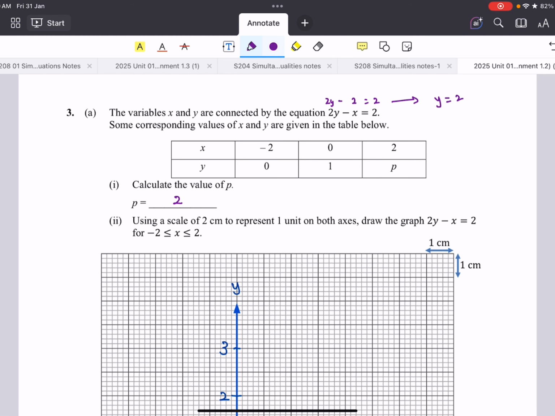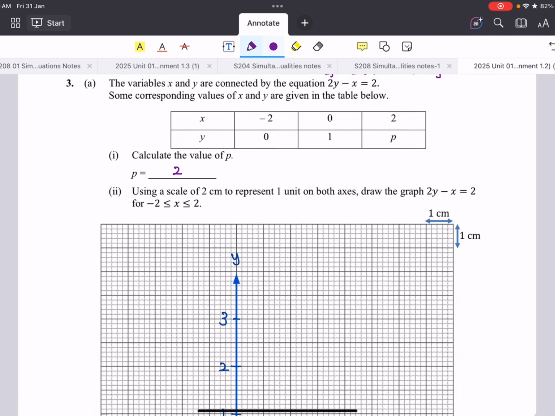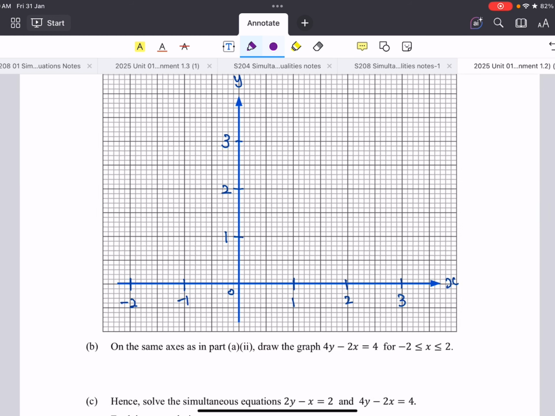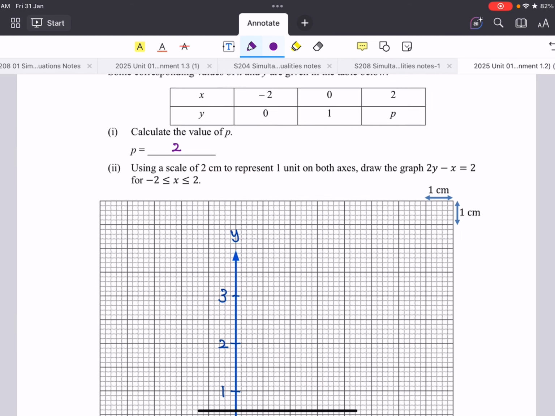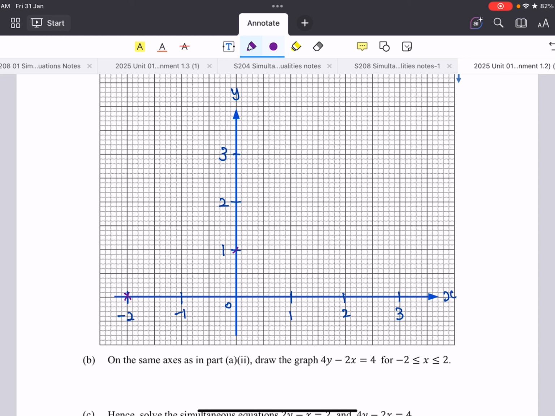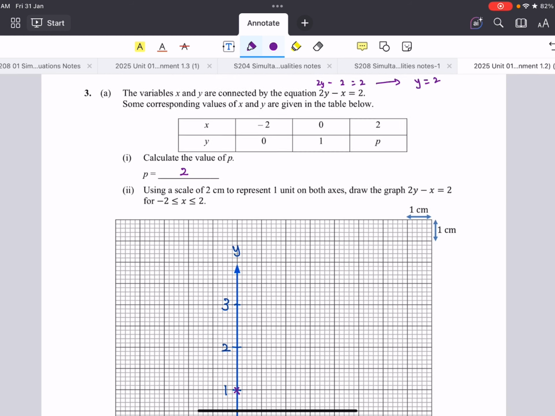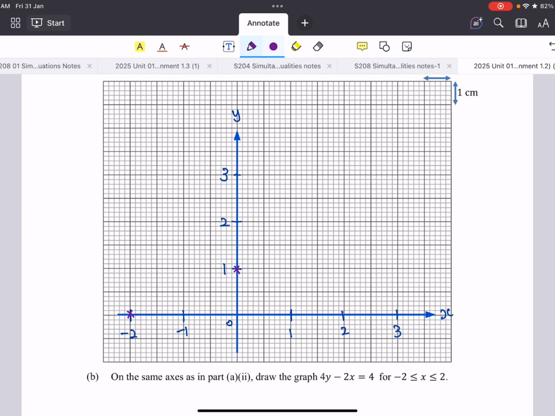Let's see, p is 2. We have negative 2, 0. So negative 2, 0 is here. Let's mark it out. And then we have 0, 1. 0, 1 is over here. Let's mark it out. And then we have 2 and 2. So 2 and 2 is over here. Let's mark it out.